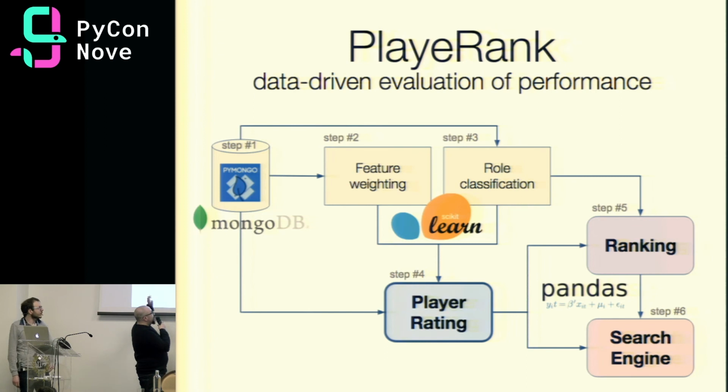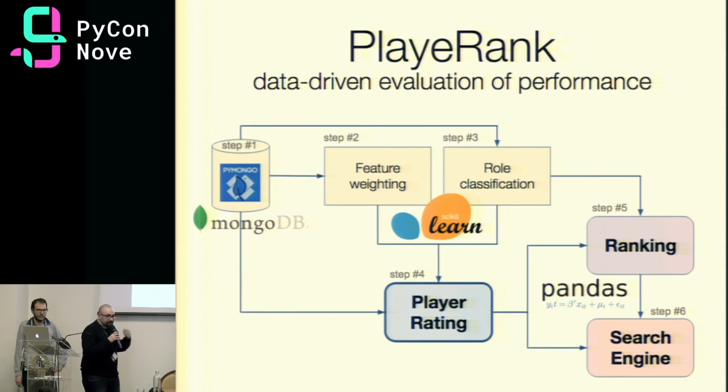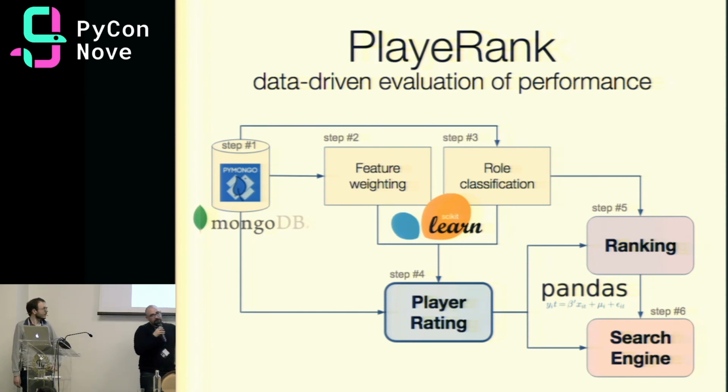Once we solve steps 1, 2, and 3, we go to the core of PlayeRank, which is the algorithm to compute the player rating. That is the data-driven evaluation of performance, the rating of that performance, but computed in an automatic way.